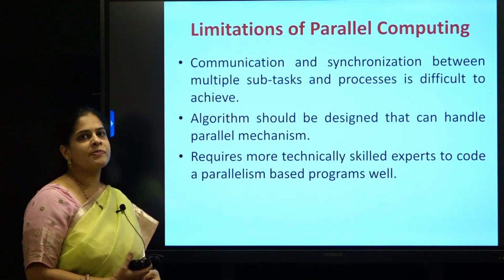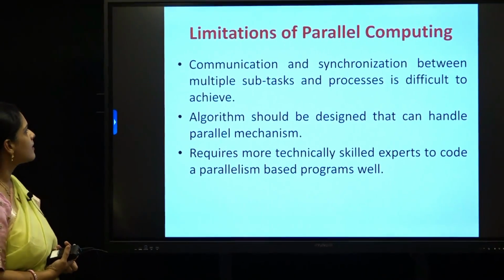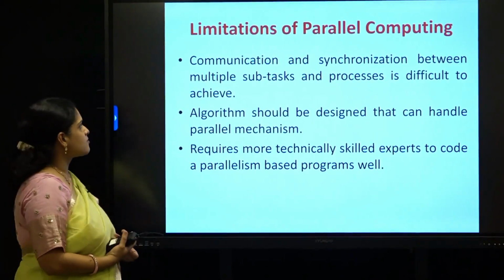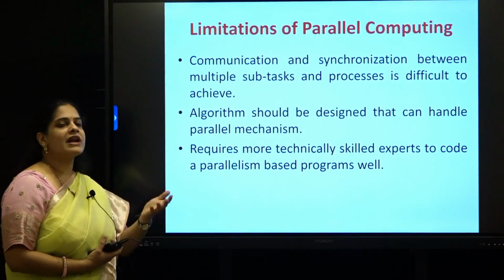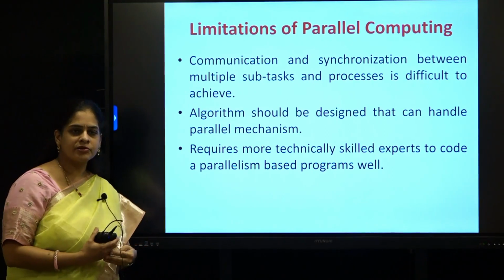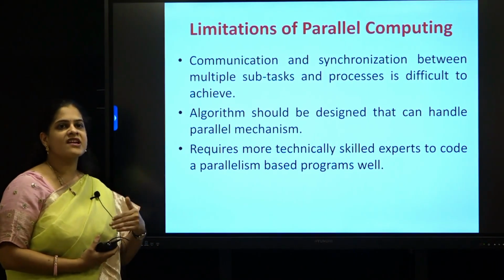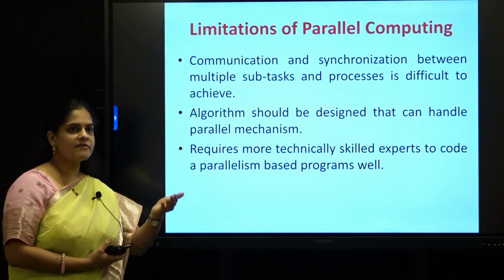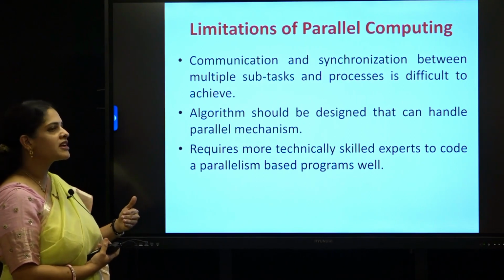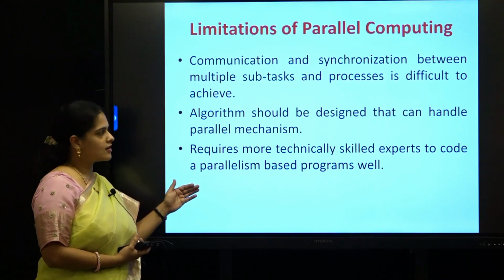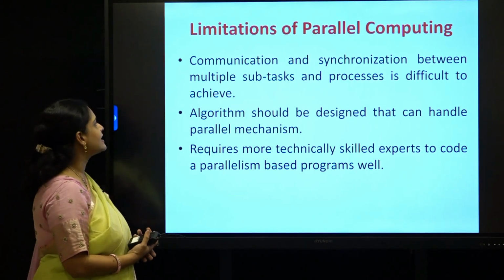Next, the limitations of parallel computing. The communication and synchronization between the subtasks and processes is difficult to achieve. When you are executing multiple subtasks or multiple instructions in parallel, you have to make sure that synchronization between them is maintained. So synchronization and communication between them is a major task, and the algorithm should be designed so that it can handle the parallel mechanism.